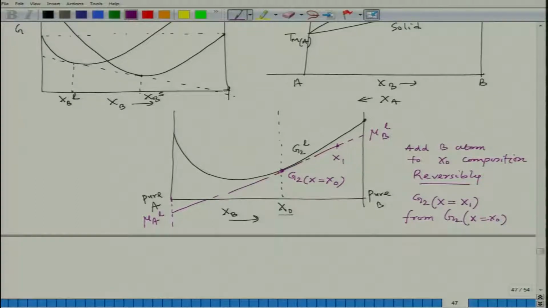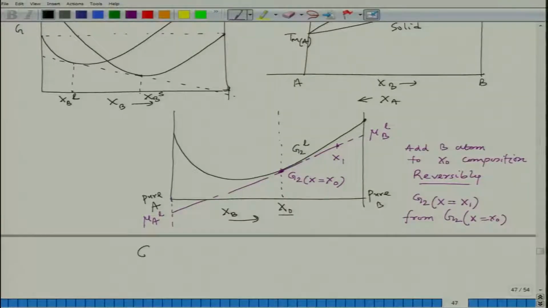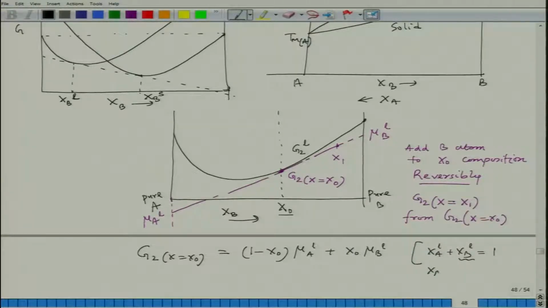But remember, whenever I am doing this transformation, I am following the equilibrium condition and the system remains liquid, only the composition is changing. Why? Because G2 at x equal to x0 can be written as 1 minus x0 mu A liquid plus x0 mu B liquid, and since this is liquid, XA plus XB equals 1, so XA equals 1 minus x0, and remember these are all liquid compositions.